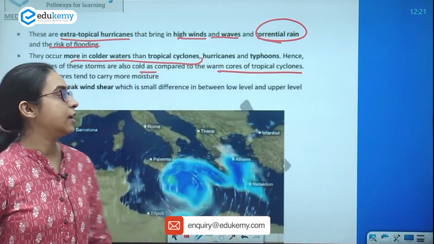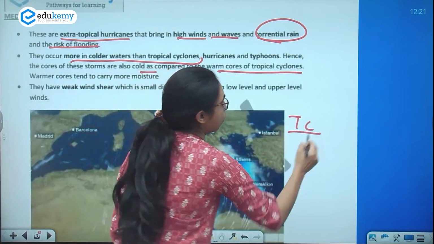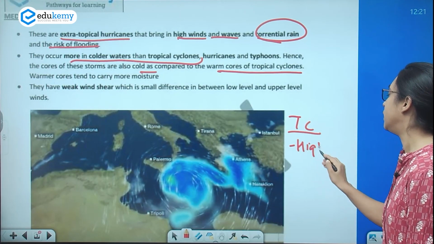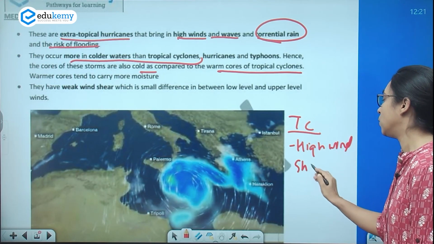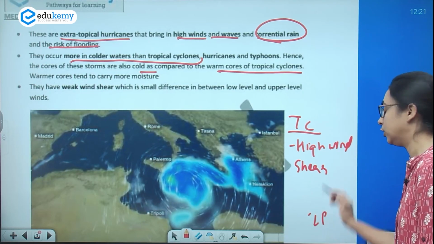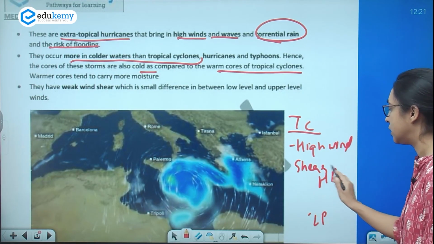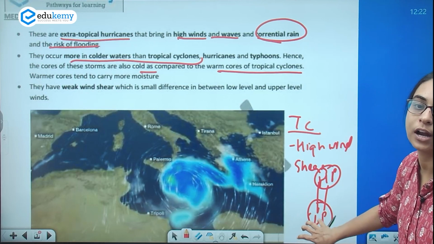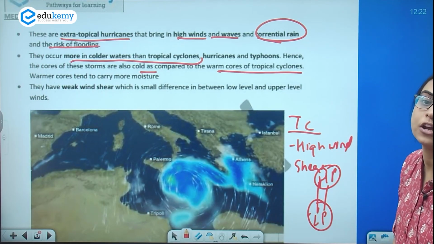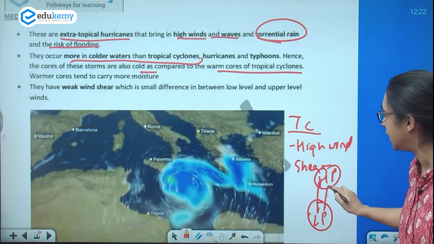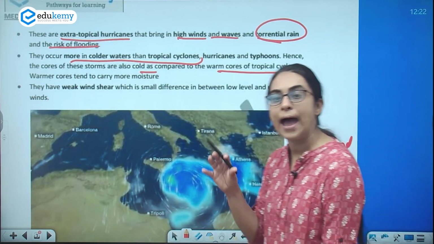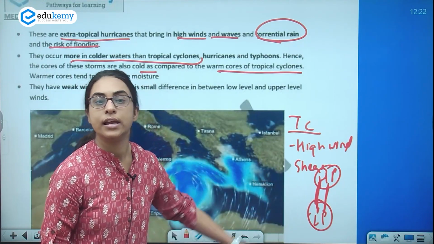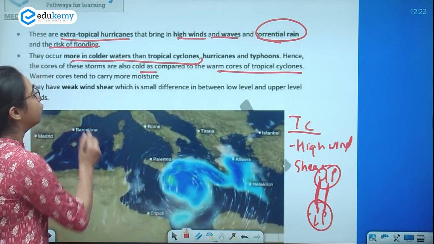And we already know that one of the conditions for the formation of a tropical cyclone is high wind shear, which is low pressure at the bottom and a high pressure near the tropopause. So they should have a well developed low pressure on the ground and a well developed high pressure near the tropopause. This is the well developed wind shear. As compared to this, in the Medicane, this wind shear is not well established. They have comparatively weak wind shear.